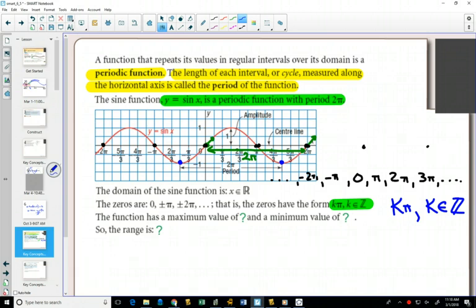This function has a maximum value of 1 and a minimum value of -1, so its range is between -1 and 1. That's our sine graph. We're going to do the same thing with our cosine graph.